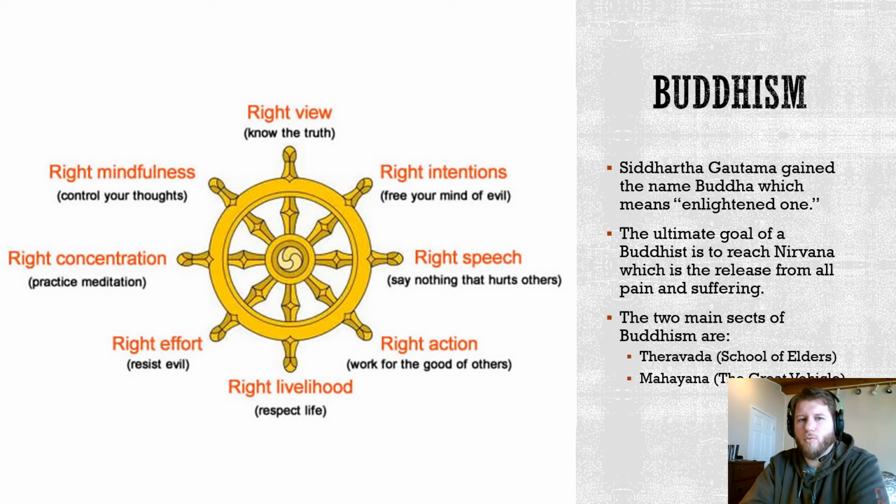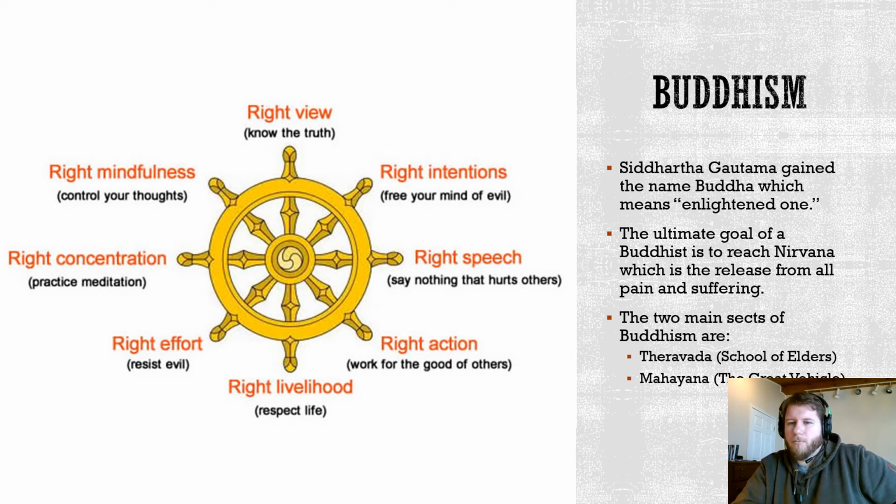You can see the right view: knowing the truth, freeing your mind of evil. Right speech: say nothing that's going to hurt someone, so not intentionally, right? The right livelihood: have a respectful life. The right mindfulness: having control of your thoughts. There's a lot of this stuff which seems simple, but if you think about how hard it actually might be, right? The right intentions: don't do anything that's evil. Now, evil is subjective, but Buddha would have meant this to be anything that's meant to give you intentional gain and someone else intentional loss. So think about how difficult that might actually be to do.